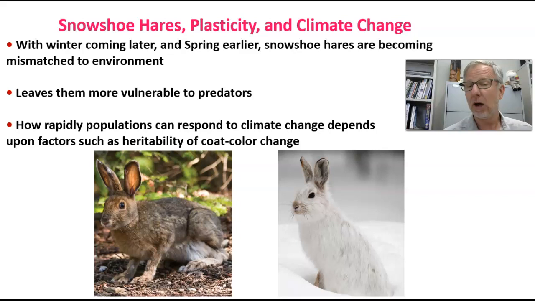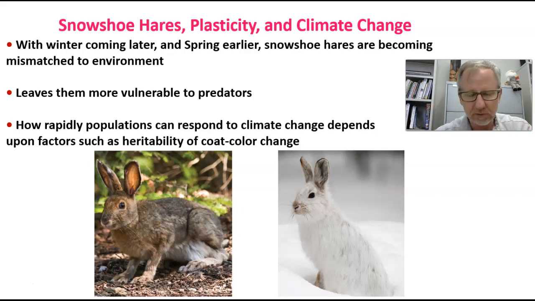But with climate change happening, winters are coming later. Spring is coming earlier, so there's less snowfall, less snow around. And the snowshoe hares are now becoming mismatched to their environment because they're changing their color patterns and their hairs in a typical cyclical way, as they're genetically programmed to do with this phenotypic plasticity. But with climate change happening, now they're out of sync with the snowfall and the snow covering the ground, so it's leaving them more vulnerable to predators.